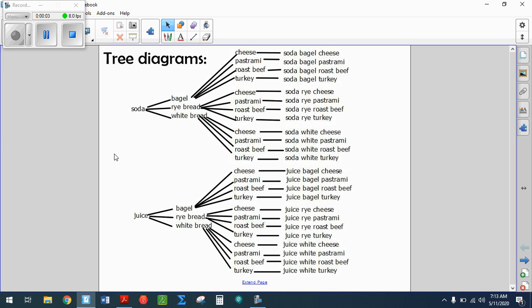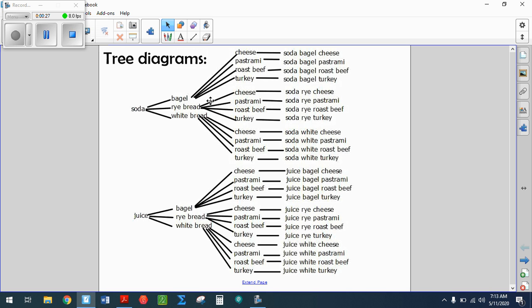In this video, we're going to learn how to use tree diagrams to help look at probability. So this is an example of choosing, let's say, a lunch. The first choice that you have is choosing between soda and juice. Once you choose your drink, you have three choices of bread. You can have your sandwich on a bagel, on rye bread, or on white bread.